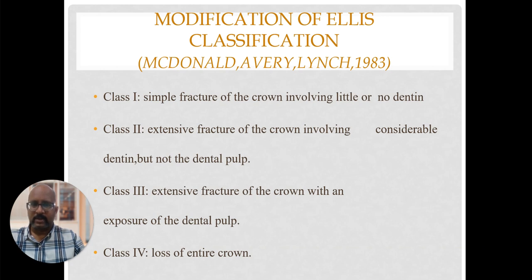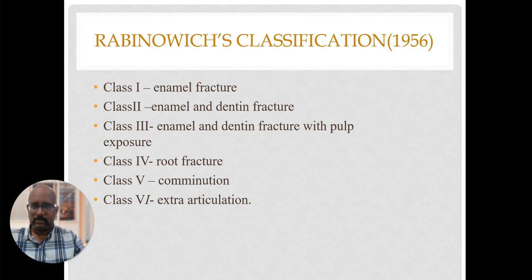3 is the extensive fracture of the crown with exposure of the pulp. 4 is the entire crown loss. Ellis's classification: class 1 is enamel fracture, 2 is enamel and dentin fracture, 3 is enamel and dentin with pulp exposure, 4 is a root fracture, 5 is a combination, 6 is the exarticulation.